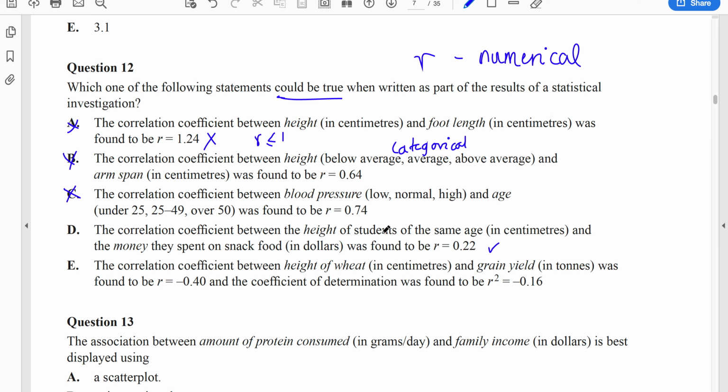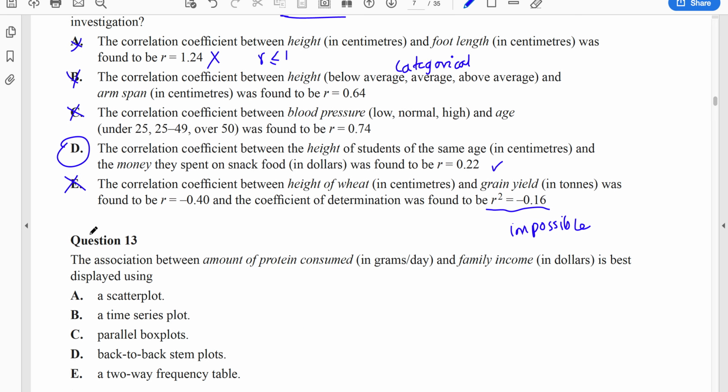And if you have a look at the last one there, why would this one be incorrect? We've got an R value that is negative and then an R squared value that is negative. Now an R squared that's negative is impossible because when you square any number, positive or negative, you should get a positive result. R squared should always be positive. So that's why that one is eliminated and D is your answer for 12.